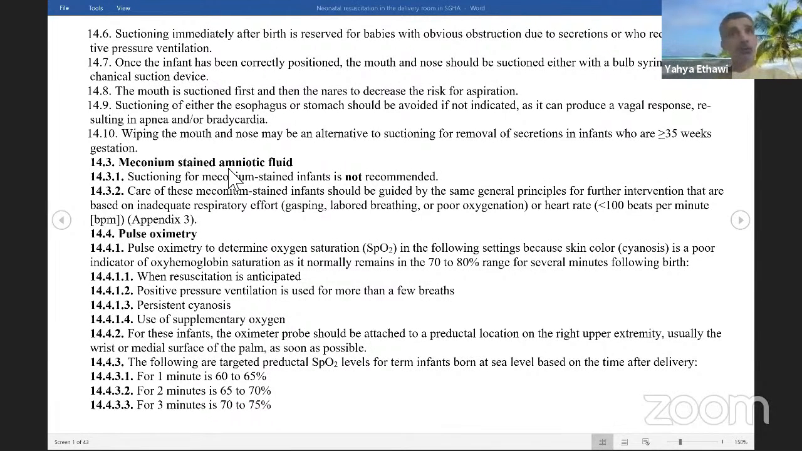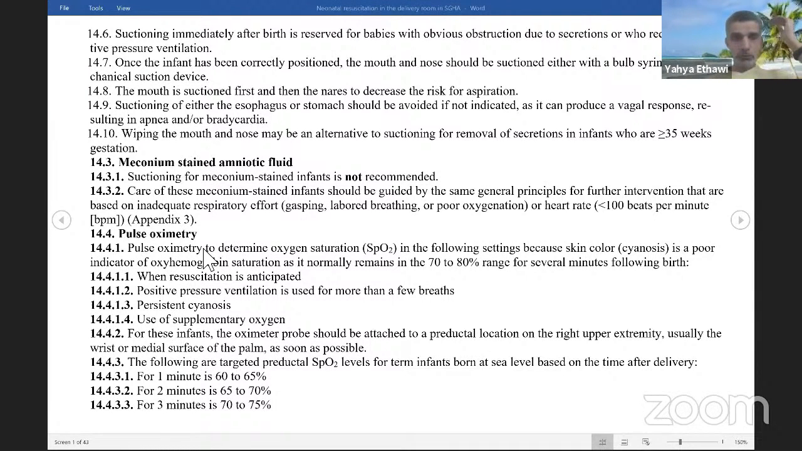And then you decide on breathing or heart rate. If the heart rate is below 100 in 30 seconds, start PPV, and the PPV should be effective. At 1 minute, you decide: below 60, chest compression and effective ventilation. Above 100, stop and give weaning oxygen. Between 60 and 100, continue PPV. Same, no change, whether the baby has a meconium-stained liquor or a clear liquor.